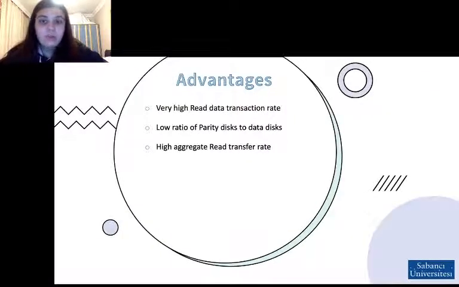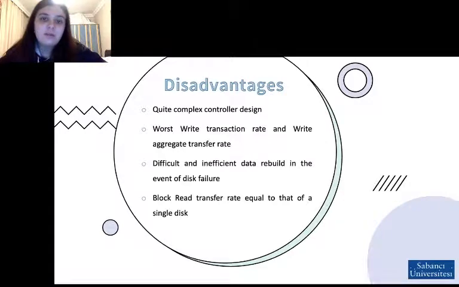Advantages of RAID 4: it has very high read data transaction rate, low ratio of ECC parity disks to data disks meaning higher efficiency, and high aggregate read transfer rate. Disadvantages of RAID 4: quite complex controller design, worst write transaction rate and write aggregate transfer rate, difficult and inefficient data rebuild in the event of disk failure, and block read transfer rate equal to that of a single disk.